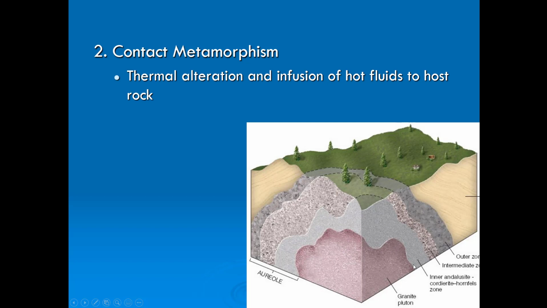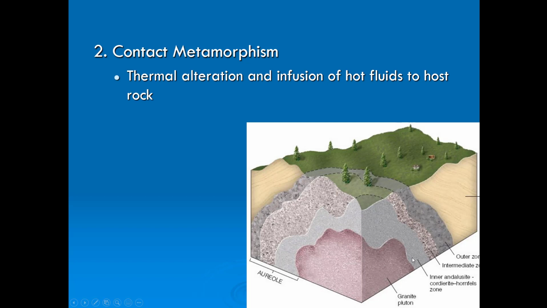And when it does, it's warm. And so it kind of burns the rocks that are around it. And when it does, it will cause contact metamorphism. It's the thermal alteration of the host rock. And also, magma chambers typically bring with them some volatiles. And those volatiles, remember, are carbon dioxide and water.